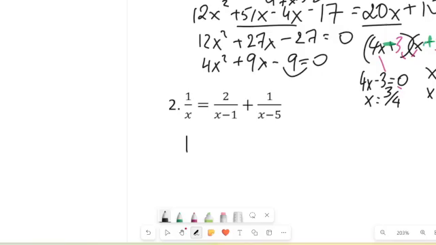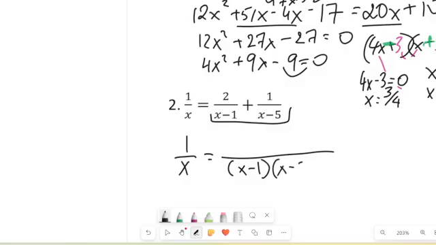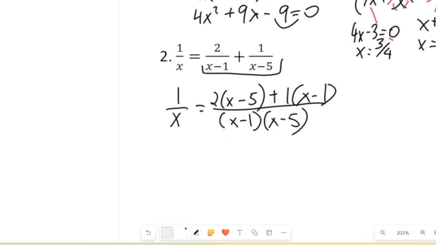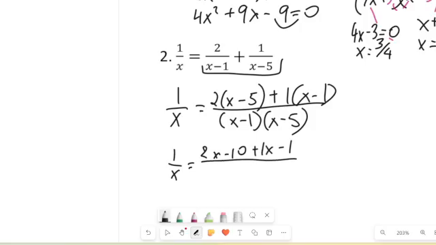So I keep my left side and I write that as a single fraction on my right side. So again, using the rule 1, 2, 3, 4, the bottom will be (x minus 1)(x minus 5), and the top will be 2 by (x minus 5), and then plus 1 by (x minus 1). Let's remove the brackets and simplify that. So it's 1 over x equals 2x minus 10, and then I have plus 1x minus 1 all over x squared, and then I get minus 6x and then plus 5.